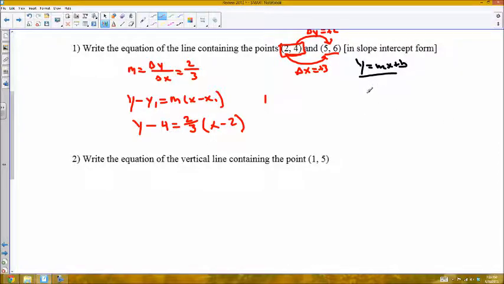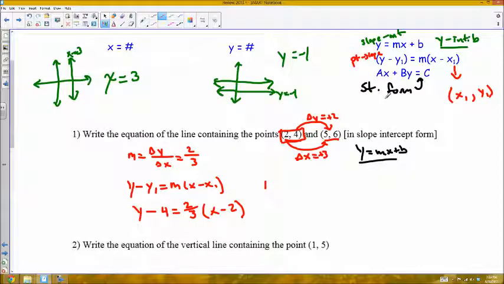Actually, one thing I forgot to mention about the standard form, I'm just going to go back for 1 second, is that these a's, b's, and c's have to be integer values, and the value a cannot be negative.